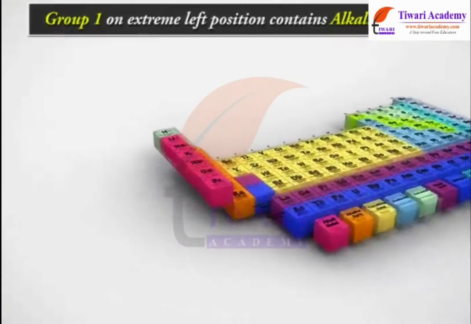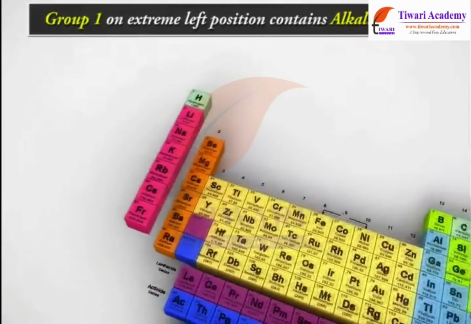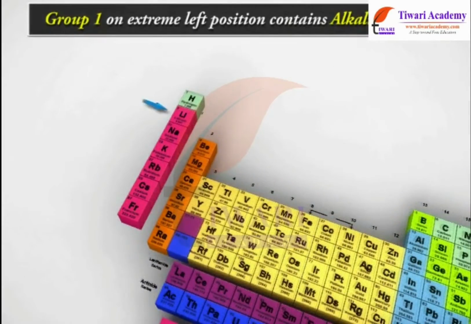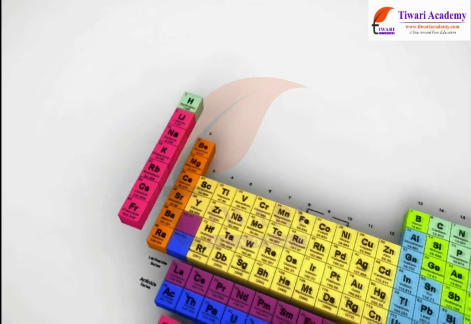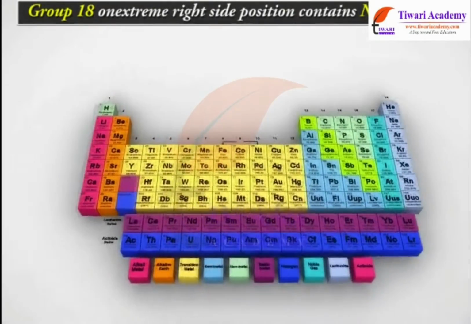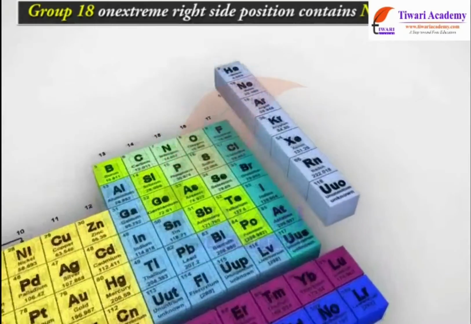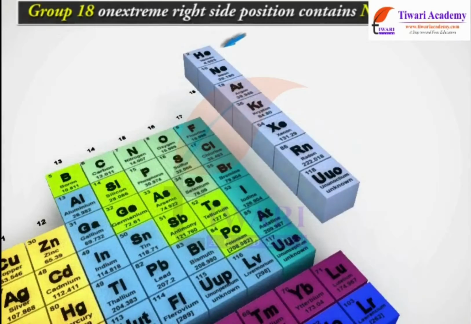Group 1 on the extreme left position contains alkali metals Li, Na, K, Rb, Cs and Fr. And group 18 on the extreme right side position contains noble gases He, Ne, Ar, Kr, Xe and Rn.